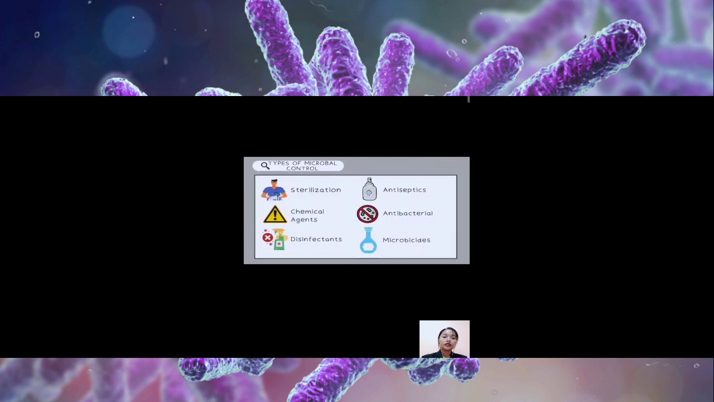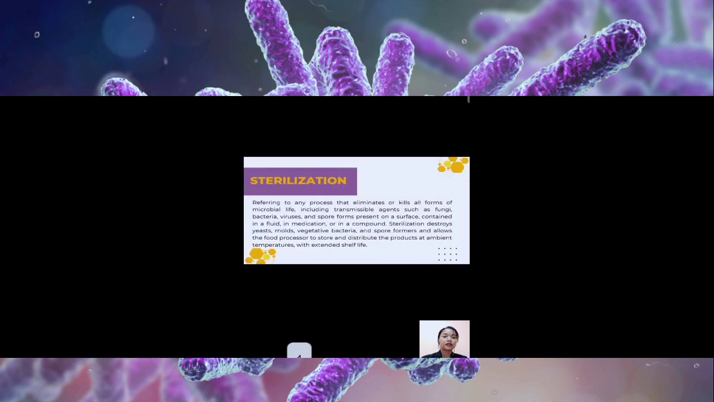So let's go now to the 6 types of microbial control. We have sterilization, chemical agents, disinfectants, antiseptics, antibacterial, and microbicides. Let's go first to sterilization. Referring to any process that eliminates or kills forms of microbial life, including transmissible agents such as fungi, bacteria, viruses, and spore forms present on a surface, contained in a fluid, in medication, or in a compound.